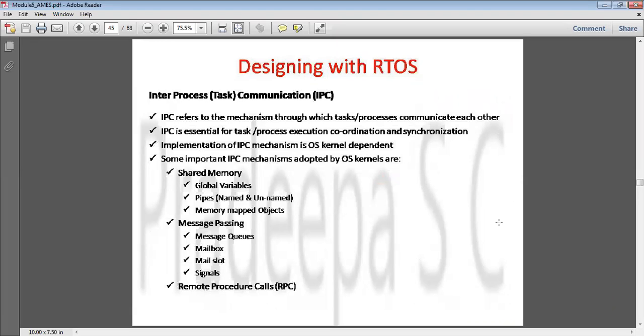Inter-process communication is a method by which two processes, sometimes, want to share resources, right? Some of the parameters they have to share. So what are the methods they will be following? On this, there will be one question: What are the different IPC mechanisms that are adopted by the OS kernel? The first one is shared memory. In that you have global variables, pipes, and memory mapped objects. The second method is message passing. You have message queues, mailbox, mail slot, and signals. And the third one is remote procedure calls, right?